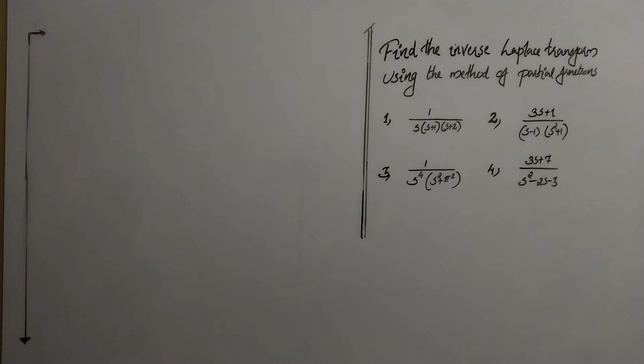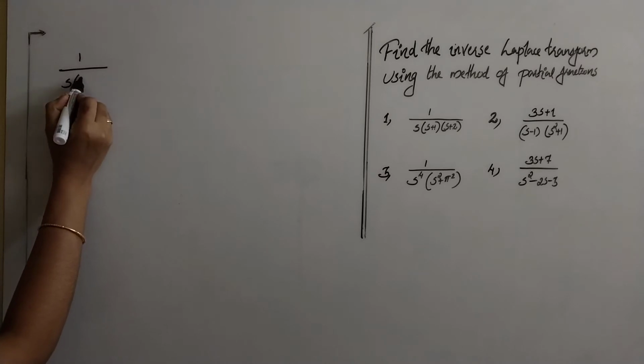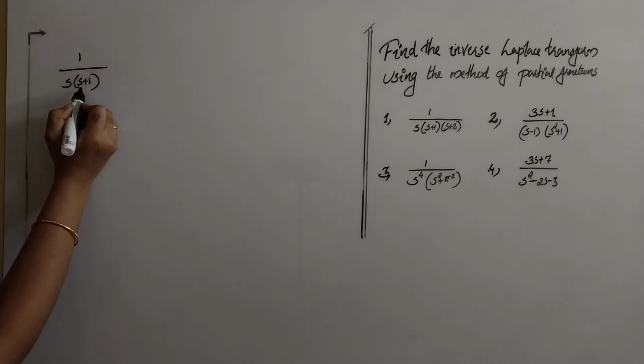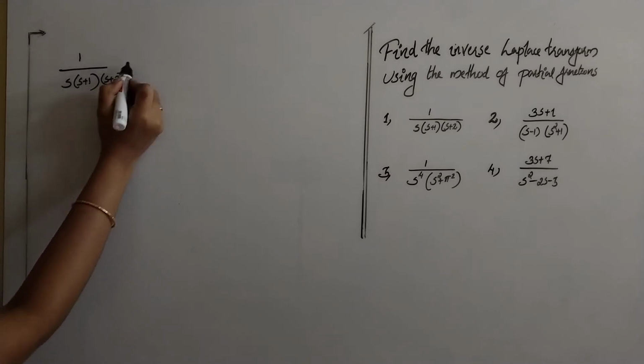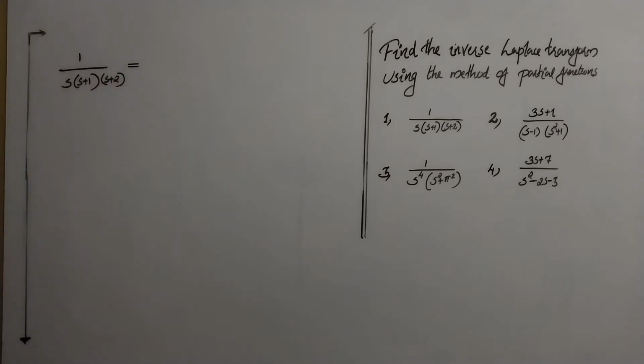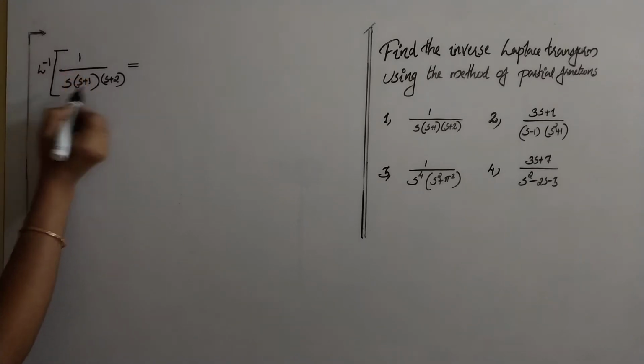Find the inverse Laplace transform using the method of partial fraction. First one is 1 by s into s plus 1 into s plus 2. How we can solve this using the method of partial fraction? It is L inverse of this function.